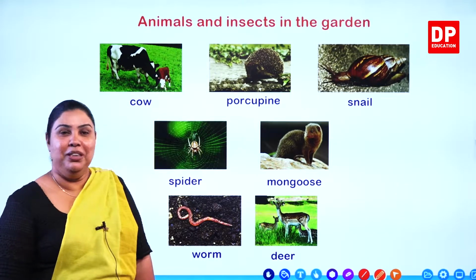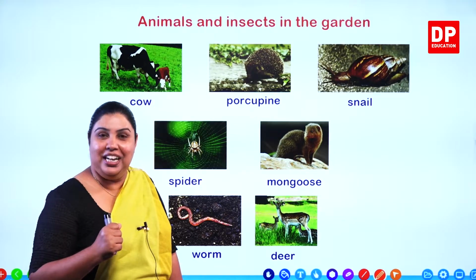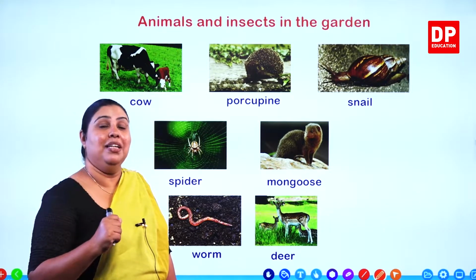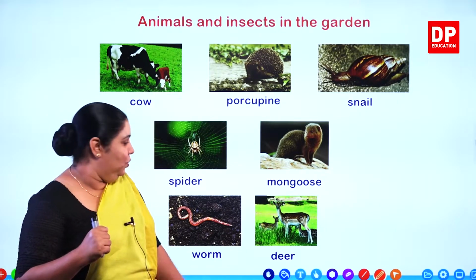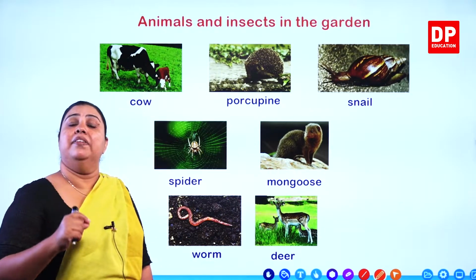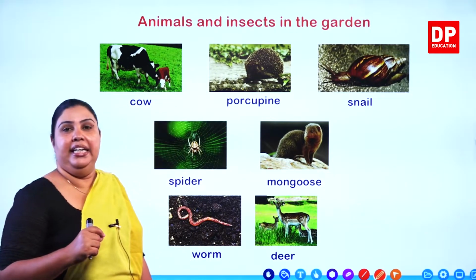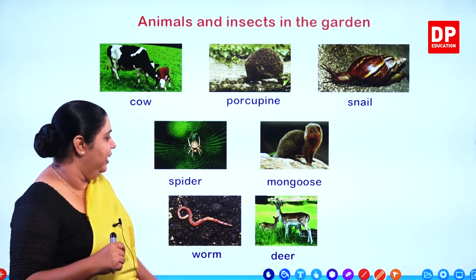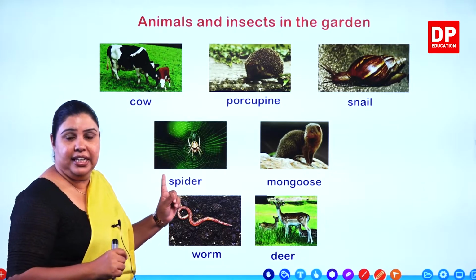Deer. Now in some of our villages we can see the deer coming to the garden. In some faraway villages near the forest there are deer. So this is the deer. How do we spell the word deer? D-E-E-R. Deer. So that is how we spell the word deer. Now who are the other animals that we learnt in this slide today?